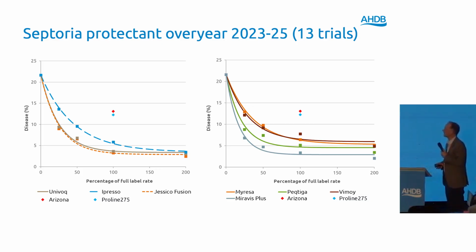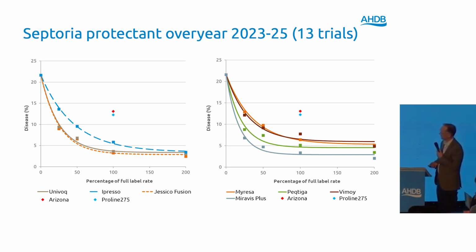So over 3 years now, the curves always look better over 3 years. You've got more points, and they tend to average out. And we tend to get a little bit more separation, and we do see a little bit of that here. Clearly, Miravis, the lowest line on the right-hand side chart there, looking very strong. Pectiga, perhaps not far from that, but not quite as active as Miravis. I think we are seeing a bit of separation there. And actually, Myrisa and Vimoy overlying each other, all providing a good level of control, but a little bit of separation between them in terms of activity.